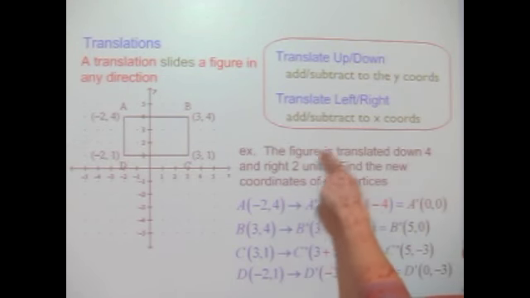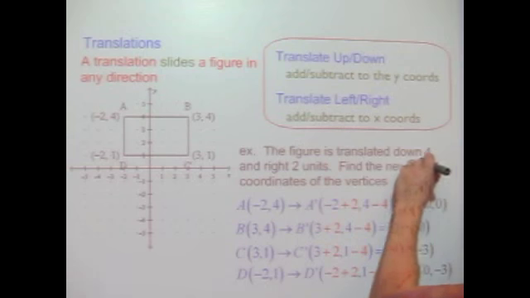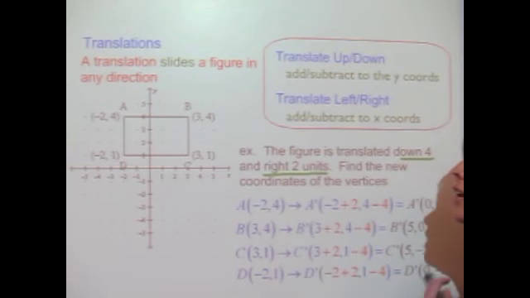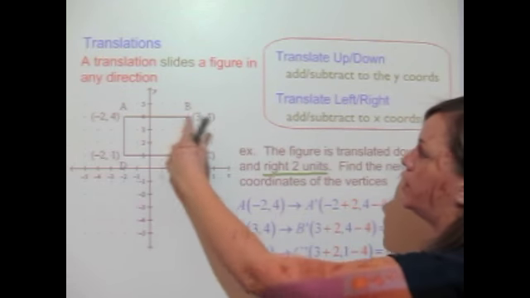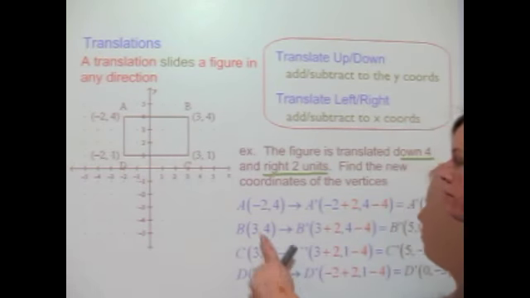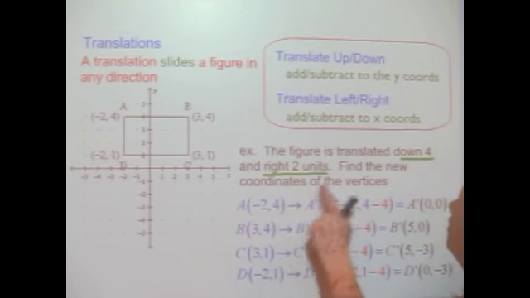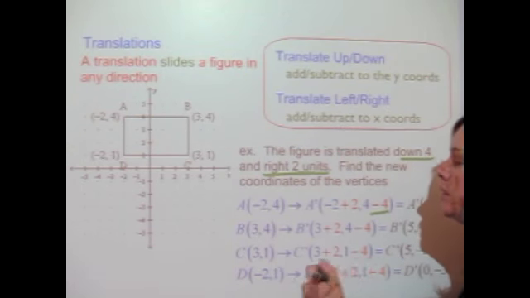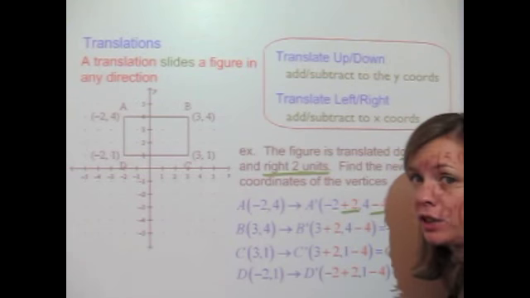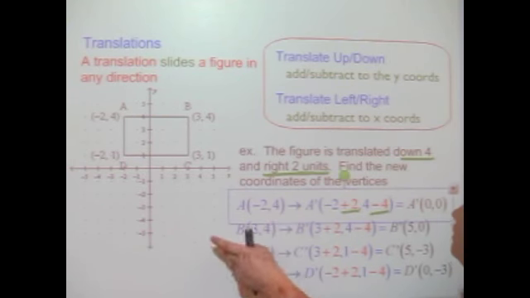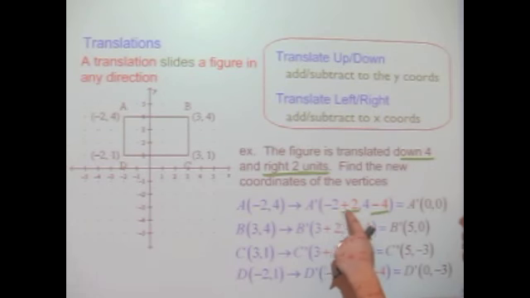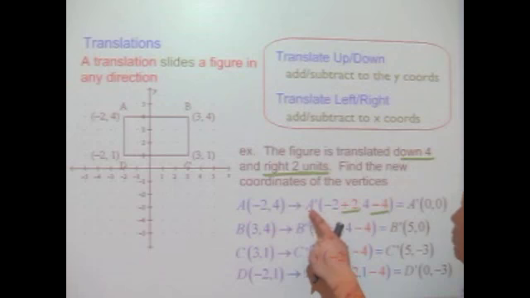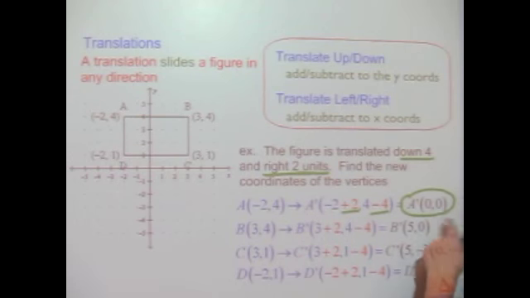So here we have a figure, and we want to translate it down 4 units and right 2 units and find the new coordinates of the vertices. So here's our figure A, B, C, D. A is at -2, 4. If I want to translate that down 4, I'm going to be subtracting 4 from the y value. And if I want to go right 2 units, I'm going to be adding 2 to the x coordinate. So taking this coordinate, -2, 4, adding 2 to the x, -2 plus 2 is 0, subtracting 4 from the y, 4 minus 4 is 0. My new coordinate for A will be at 0, 0.